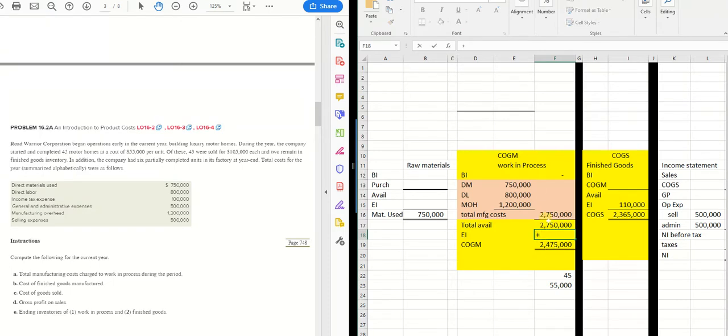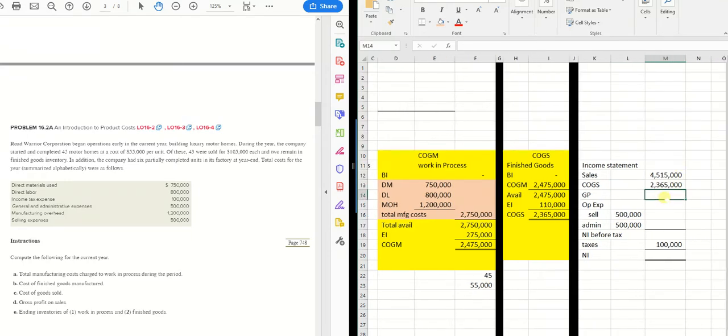So I would have 0 plus 275 equals 275, and 275 minus some number gives us 2,475, so that's 275,000. So I'm going to add my cost of goods manufactured here. So now I can figure out my available. And now I can figure out my beginning inventory, again, is 0. Okay? So now my cost of goods sold, move that over.